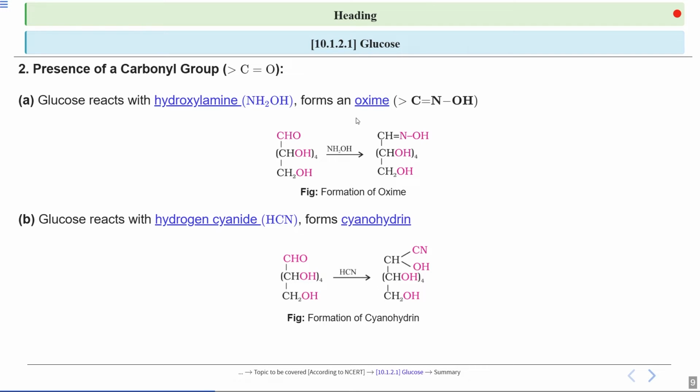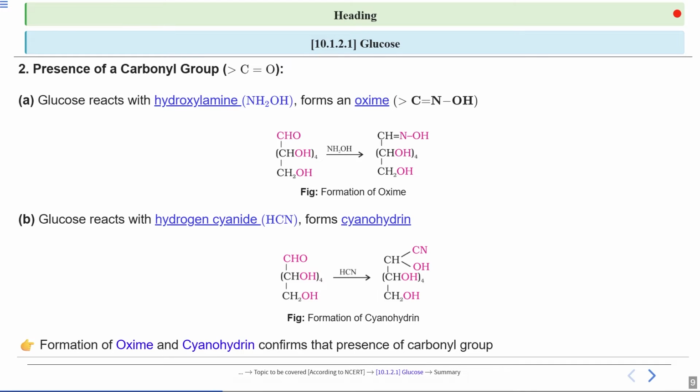If you look at this reaction, this is glucose. When it reacts with HCN, which is hydrogen cyanide, it forms cyanohydrin. This carbon, which was part of the carbonyl group, is now attached to one CN group, one cyanide group, and one hydroxyl group. So by forming both oxime and cyanohydrin, we have strong evidence that glucose contains a carbonyl group.